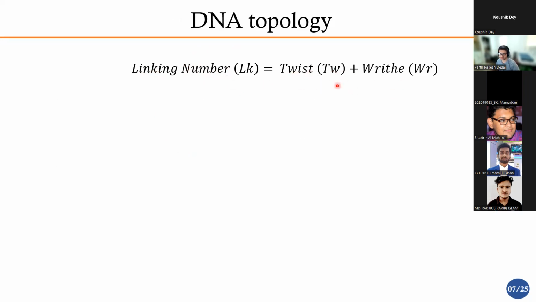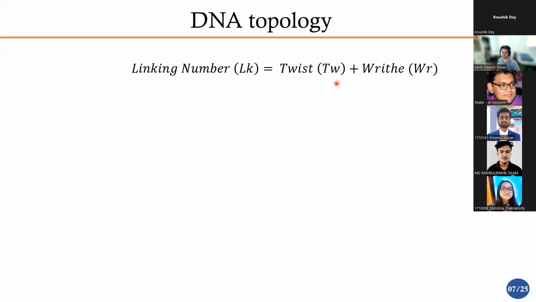So one is the twist. That's how many times the two strands of the DNA are intertwined with each other. So if you think of a helical ladder, you're thinking of how many times the axis of that helical ladder is twisted, right? And then the rise is how many times the DNA helical axis crosses itself. So it'll be more clear when I show some figures, right?